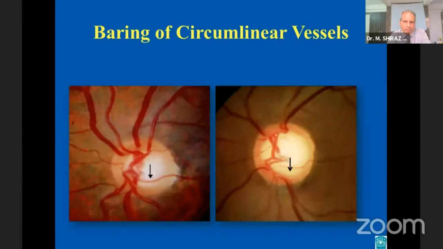Circumlinear vessels are small branches arising from the retinal vessels, seen in about 50% of normal eyes. With the enlargement of the cup, the circumlinear vessel remains in its position and the cup margin recedes further. As a result, an area of pallor appears between the cup margin and these vessels. As the neuroretinal rim narrows, the loss of nerve tissue leaves this vessel isolated or bared. So acquired baring of circumlinear vessels is an early sign of rim thinning and thus diagnostic of glaucoma.